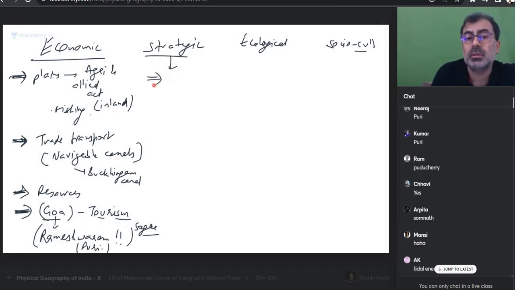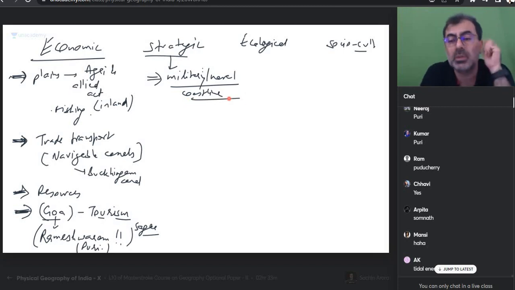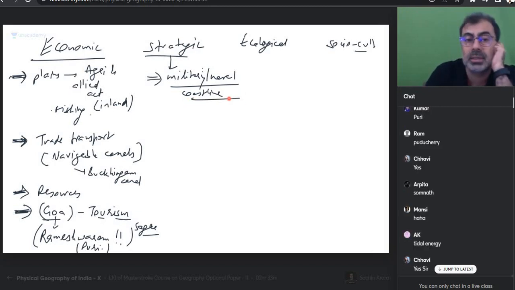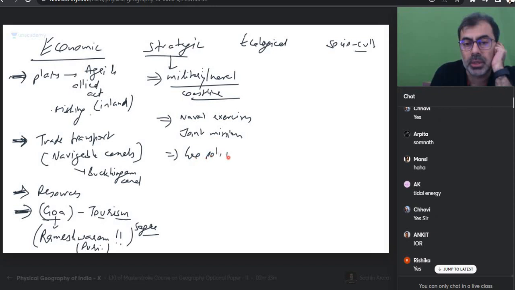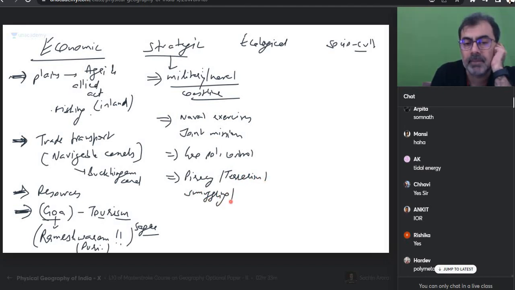Strategic, very very important. We have military या naval presence की हम बात करते हैं. That is important. हमारा बॉर्डर है ना. We have to guard our coastline. कोस्ट लाइन 15,000 किलोमीटर्स करना है, जरूरी है. Strategic. उसके बाद क्या है? इधर हमने ट्रेड ट्रांसपोर्ट किया. इसमें I would say naval exercises, joint missions, geopolitical control, piracy, terrorism, smuggling, narcotic trade है.